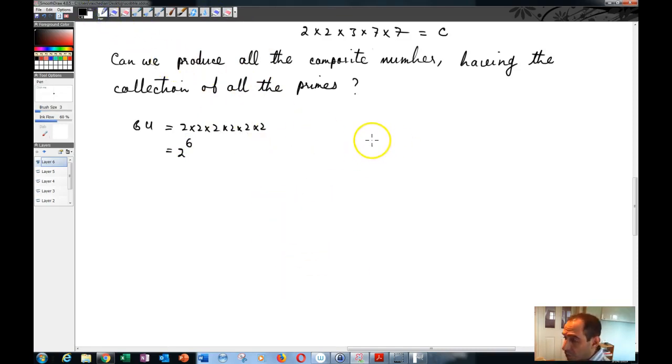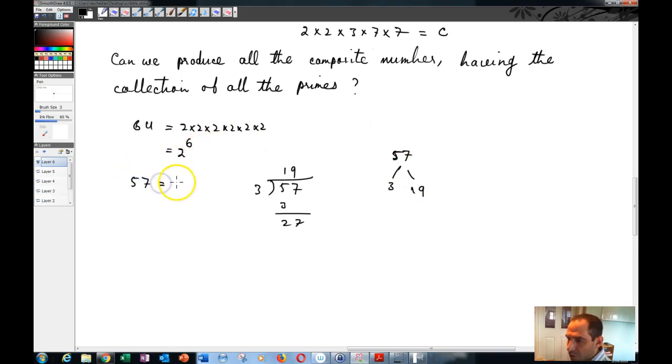Or if you have, for example, let's say 57. 57 is divisible by 3. So 57 divided by 3, you will get 19, since 19 times 3 is equal to 57. So that's 3 times 19. And 19 is a prime number. So 57 is equal to 3 times 19.